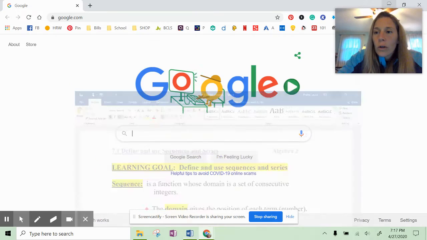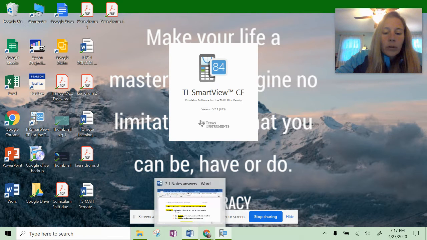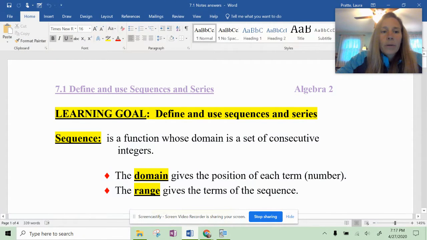And before we get started, I'm just going to open up my calculator because we may need that. So hopefully that will start to load here while we get started.